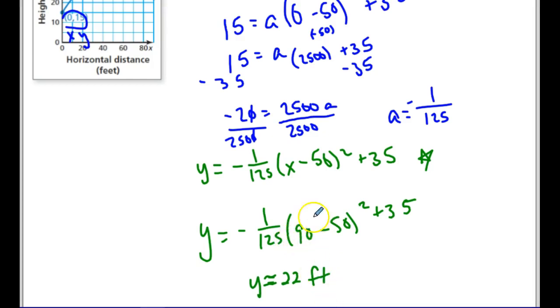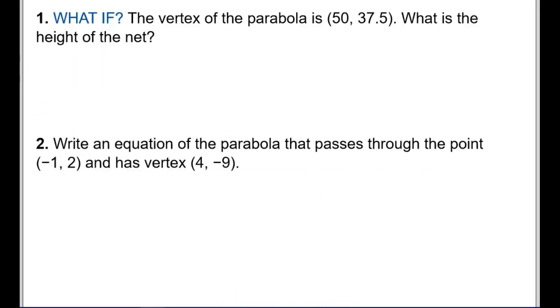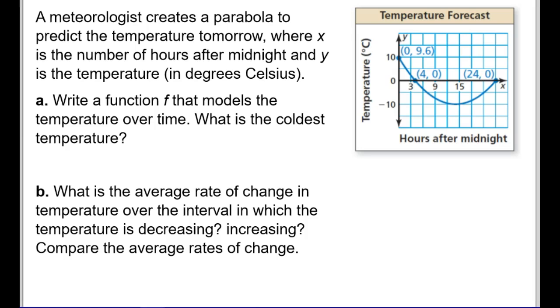Okay, so I just took this information with the x value that I was given once I've written my equation, and I can find my y value. Okay, so now let's look at when I'm not given the vertex. How can I write this equation?